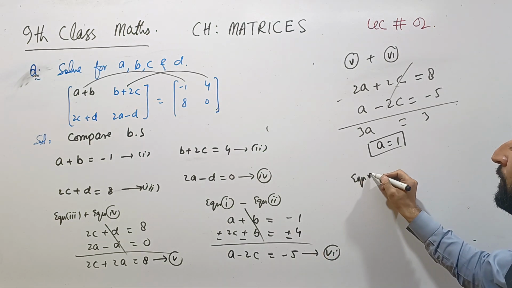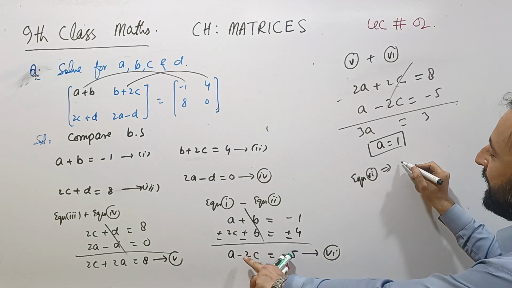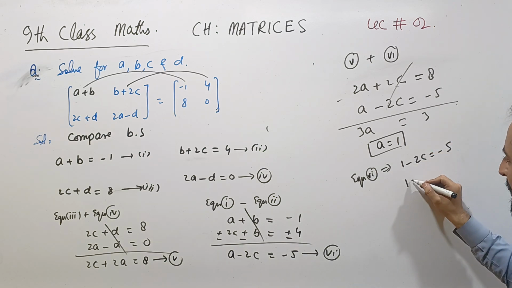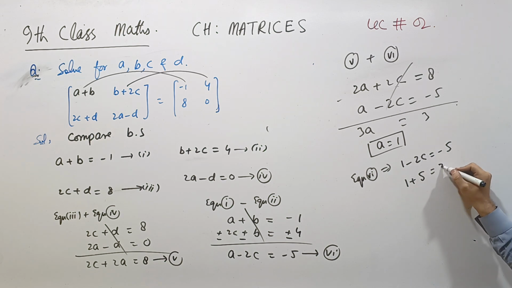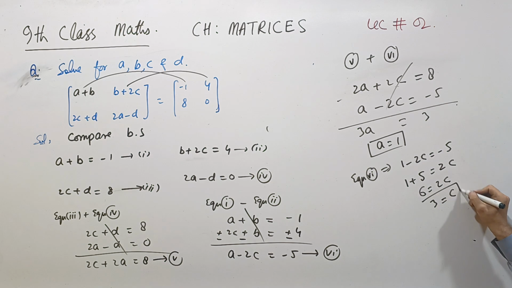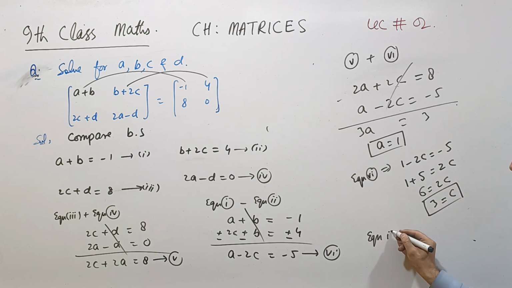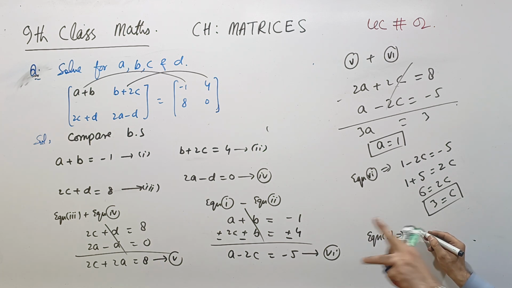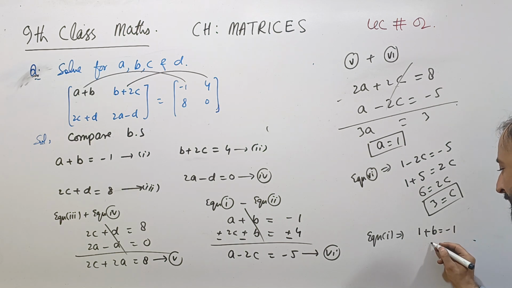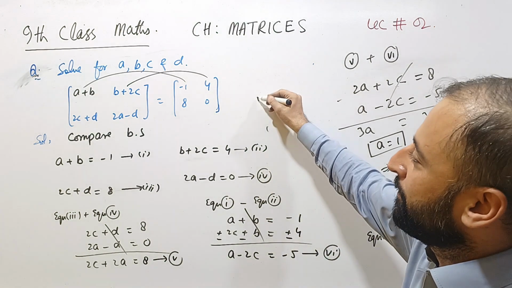Equation number 6: if you put A is 1, it implies 1 minus 2C is equal to minus 5. You shift it to the other side, it will be plus 5, and it will go to the right side. 6 is equal to 2C, divided by 2, C is equal to 3. All right, students, equation number 1: A plus B is equal to minus 1. A is 1. B is equal to minus 1, shift on the other side, minus 1 minus 1 is minus 2.